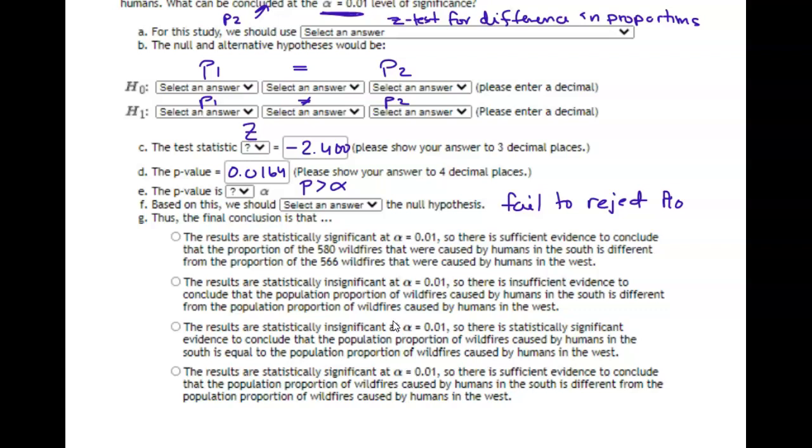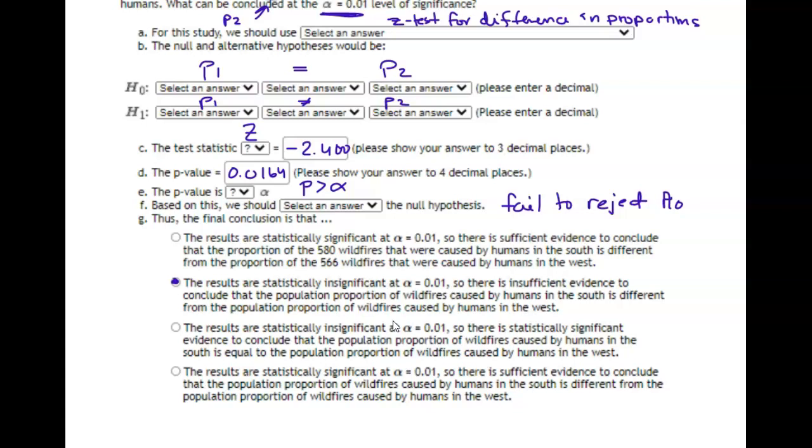So because you're failing to reject, the results are statistically insignificant, right? Because there is insufficient evidence. So that's what you're looking for. So results are statistically insignificant at this significance level. So there is insufficient evidence to conclude that the proportion in the south is different than in the west. All right. So that's it.